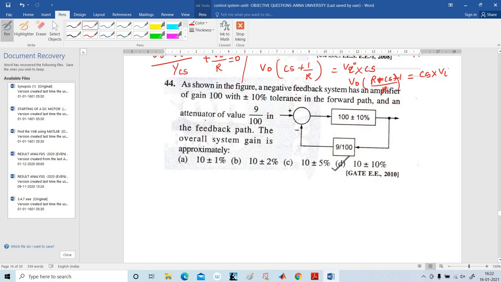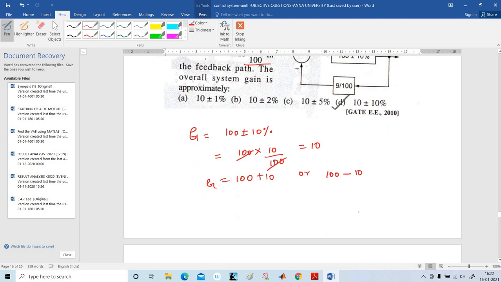Next problem: as shown in the figure, a negative feedback system has an amplifier of gain 100 with plus or minus 10% tolerance in the forward path and an attenuator value of 9 by 100 in the feedback path. The overall system gain. Okay, first G, the forward path gain, is given. So G is equal to 100 plus or minus 10%. So this value 100 into 10 by 100, that is 10%, so 10. So G may be 100 plus 10 or 100 minus 10.